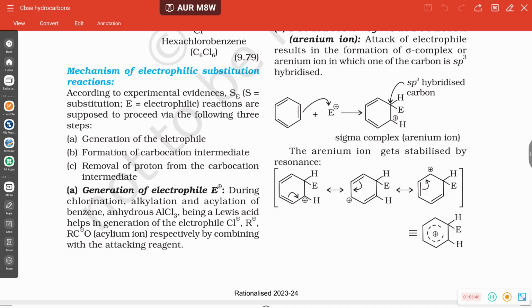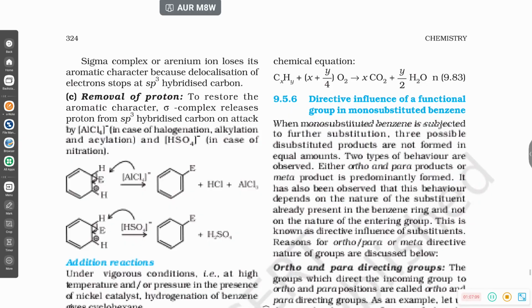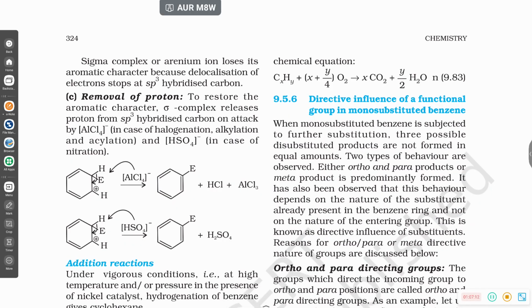Finally, you see the removal of a proton from the carbocation intermediate. This is the intermediate. If you take halogenation, here what is the electrophile? In alkylation it is CH3, in acylation COCH3, in nitration NO2. Same thing. So like that, you see the removal of proton. AlCl4 minus is coming, whether it is halogenation, alkylation or acylation.